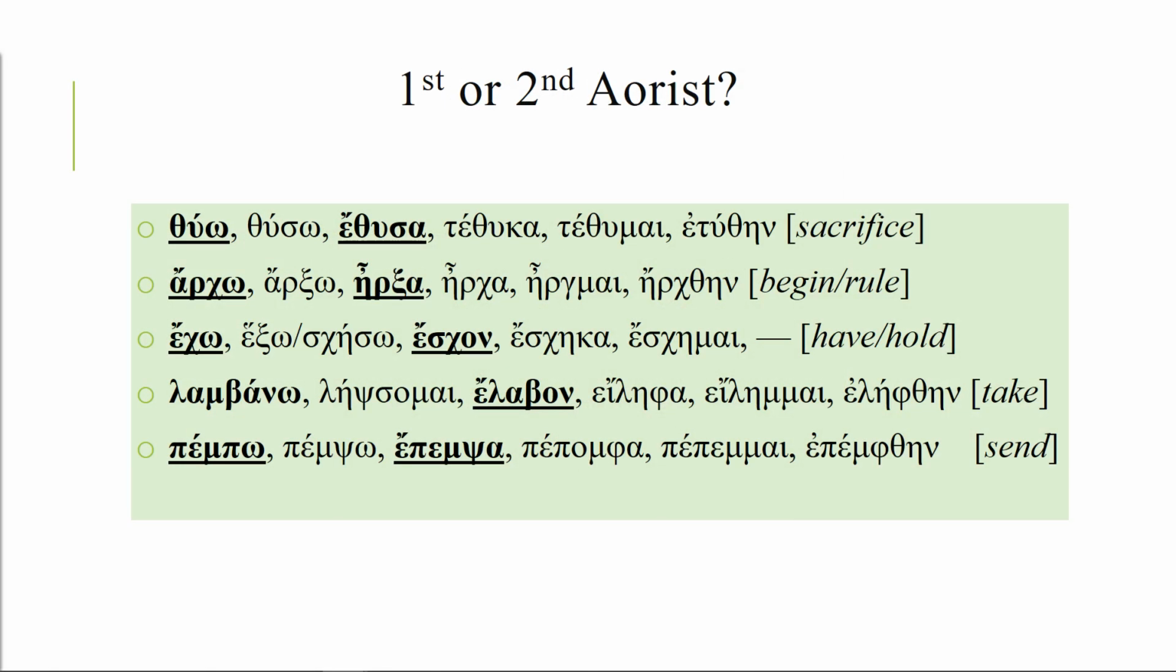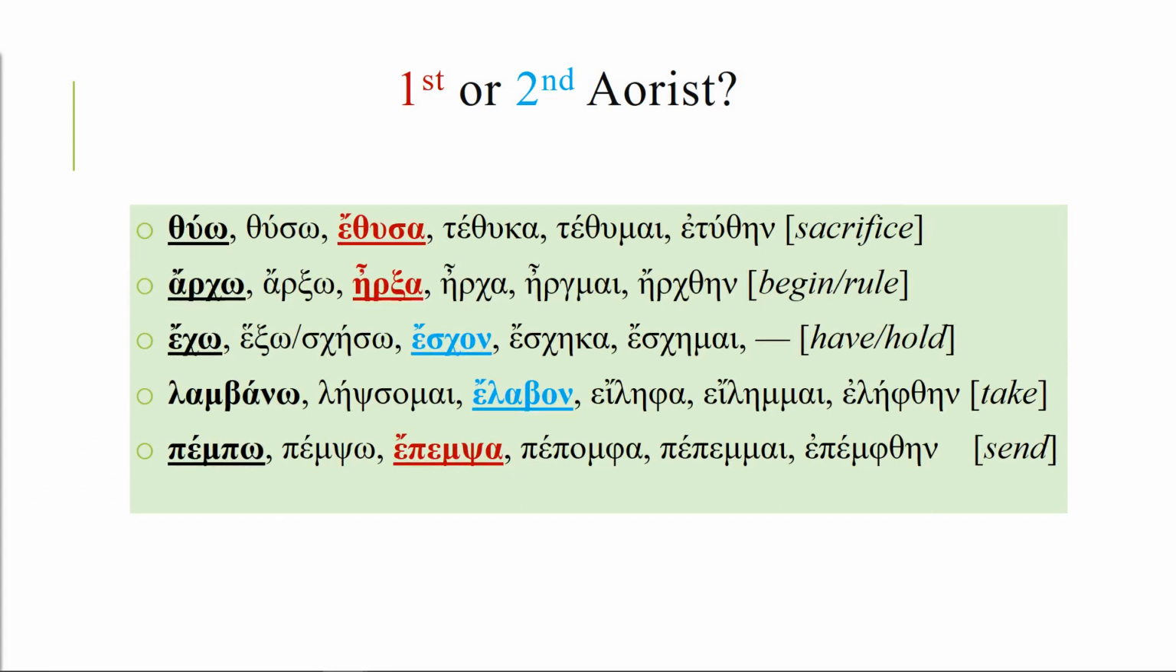So if you look here, I've given you some examples, and if you look, thuo, the third principal part, is ethusa. That makes it a first aorist. Archo becomes erxa. That's okay. Echo becomes eschon. Okay, wait a minute. That's funny. That's a second aorist. Lambano, elabon, second aorist. Epempsa, first aorist. So you can see immediately, if you know the third principal part, the aorist form, you know which pattern it's going to follow.